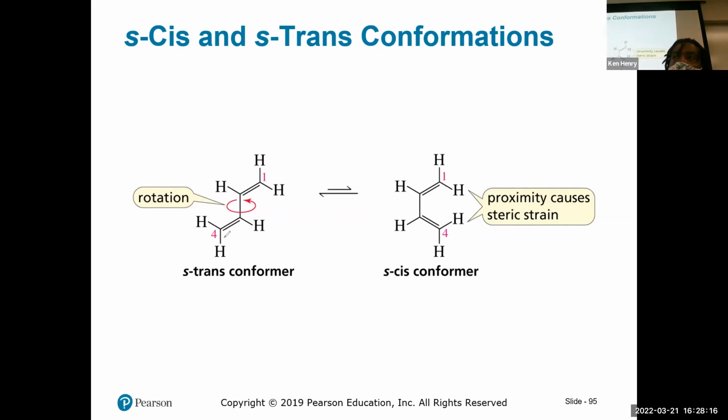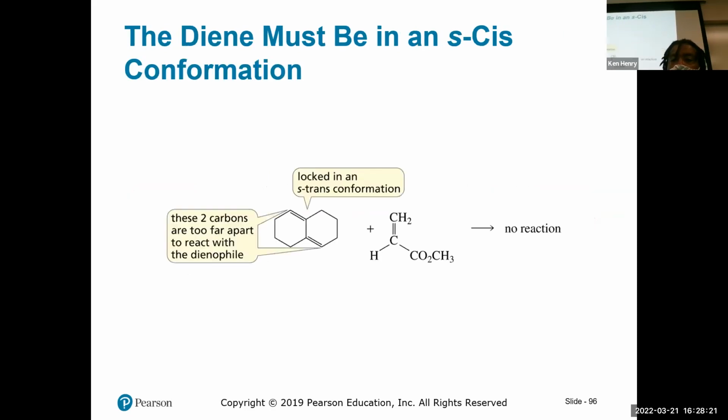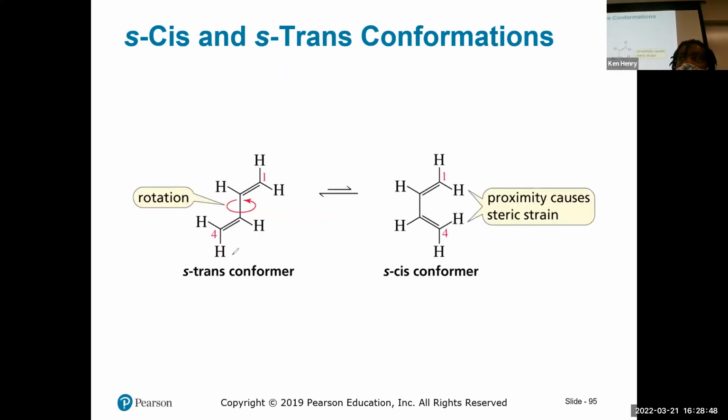Okay, because the trans formation is facing the other direction. It's not going to allow for that to happen. So in this case, these guys are too far apart from each other for the reaction to occur. So they always have to be in the cis formation for it to happen. Okay. So trans, we're not going to get that to happen. We have to be in cis.